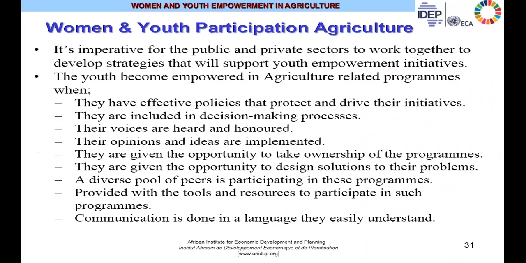It is imperative for the public and private sectors to work together to develop strategies that will support youth empowerment initiatives. The youth become empowered in agriculture-related programs when they have effective policies that protect and drive their initiatives. They are included in decision-making processes. Their voices are heard and honored.